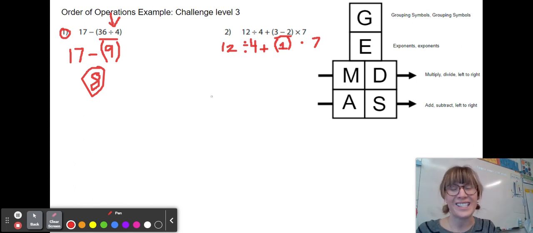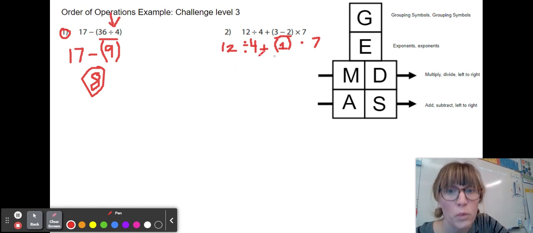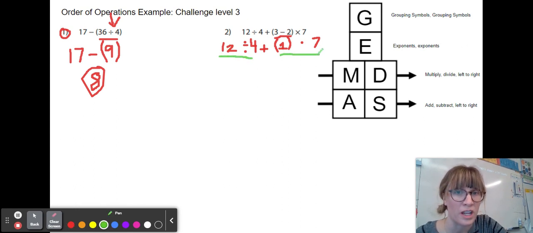Grouping symbols, grouping symbols. We still have this one. I dropped it down, but there's nothing left inside of here to simplify, so we'll move on. Exponents, don't have any. Multiply, divide, left to right. So we have some of both. We have some division, we have some multiplication, and we're going to solve them in the order of how they appear in the expression, in left to right order.